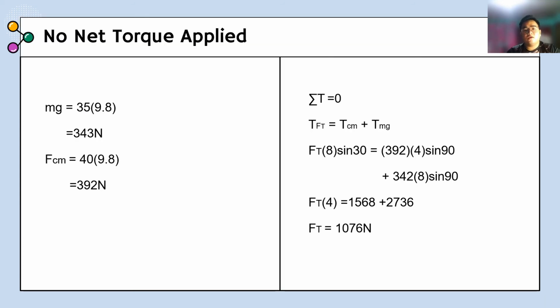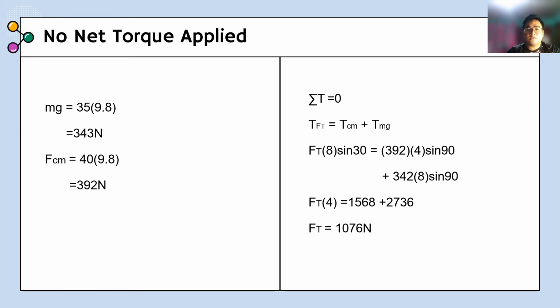Okay, by using all this data, we can find the weight of the rod and the weight of the traffic light. To get this value, for the traffic light we multiply 35 with 9.8 and we get 343 Newton. For the long rod, we multiply 40 with 9.8 and we get 392 Newton.